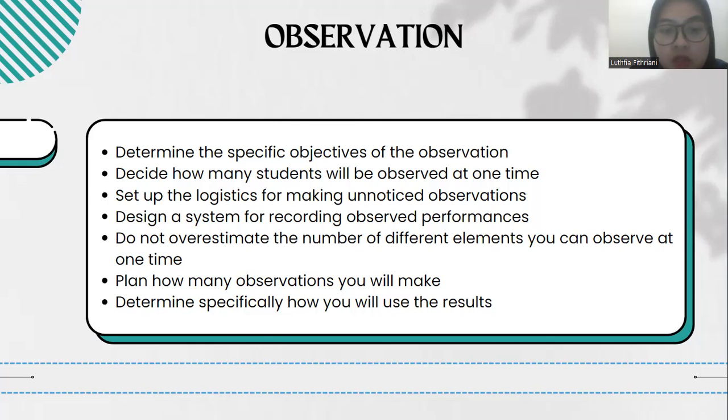To carry out classroom observation, we should follow these steps. Determine the specific objective of the observation, decide how many students will be observed at one time, set up the logistics for making unnoticed observation, design a system for recording observed performances, do not overestimate the number of different elements you can observe at one time, plan how many observations you will make, and determine specifically how you will use the result.